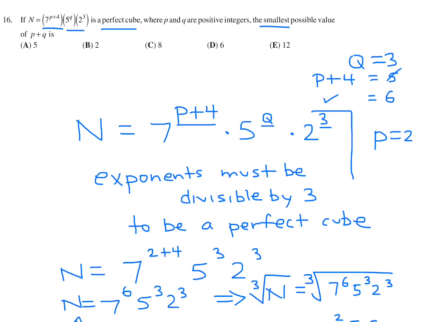So in the end, they're asking you what is p plus q. P was 2, q was 3, so therefore p plus q is 5. So 16 is A.